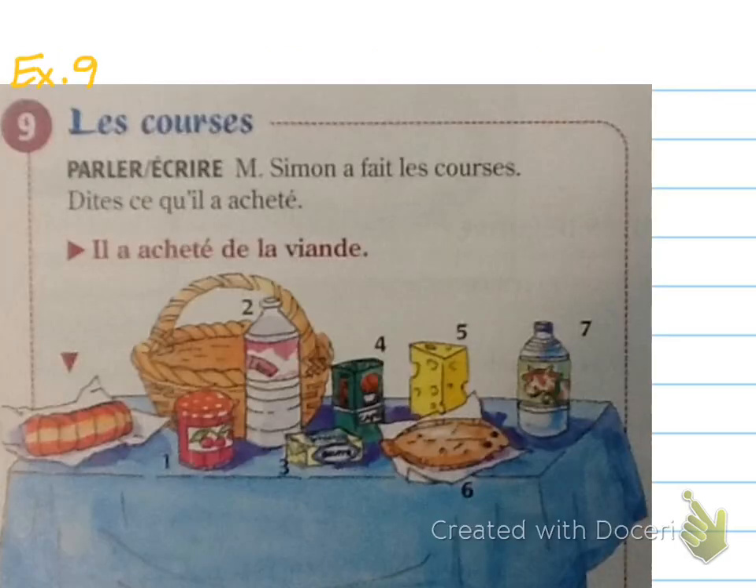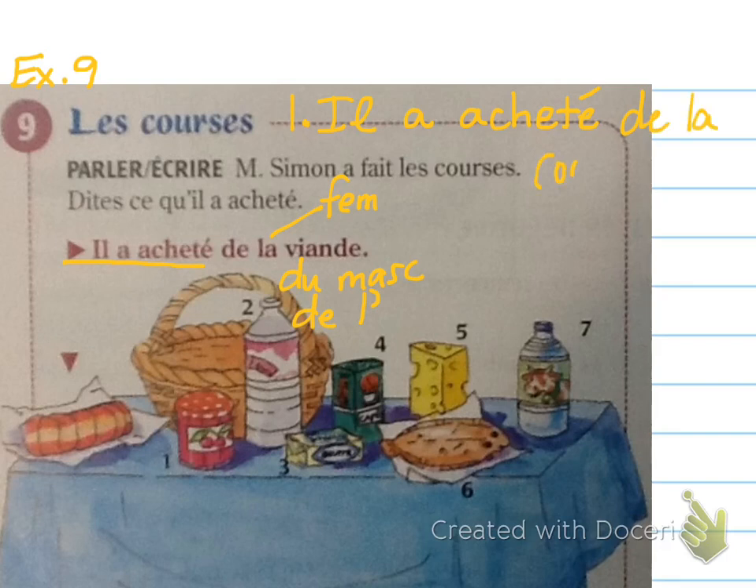For exercise 9, we also did this one out loud. Remember that il a acheté stays the same every time. And then you're just putting whatever the picture is of. Again, we're going to use de la if it's feminine. We're going to use du if it's masculine. And if it starts with a vowel, we're going to use the de L apostrophe. So for number 1, it would be il a acheté de la confiture. So you're going to write out those sentences for the 7 of those.